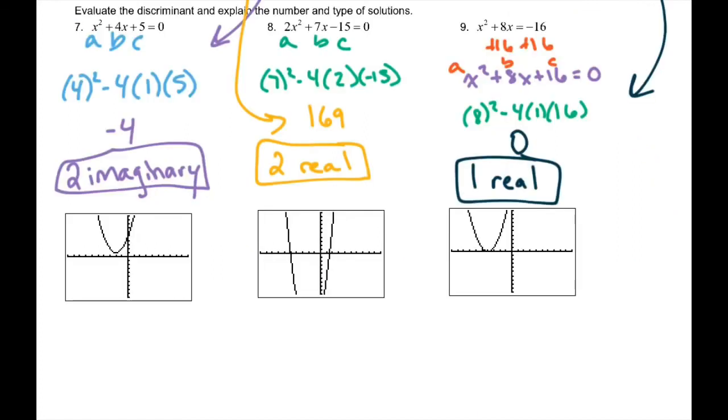And just to show you on graphs, problem 7 with 2 imaginary solutions never touches the x-axis. Problem 8 with 2 real has 2 x-intercepts that we can see. And problem 9 with 1 real solution will only ever cross 1 time.